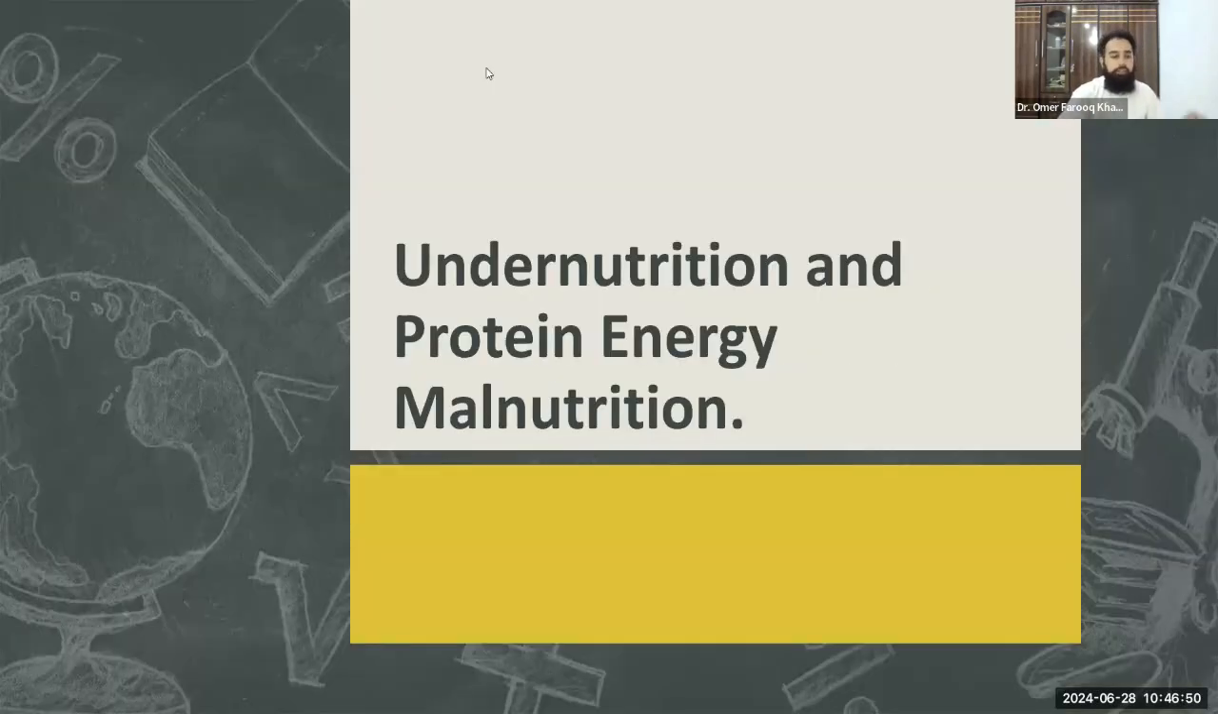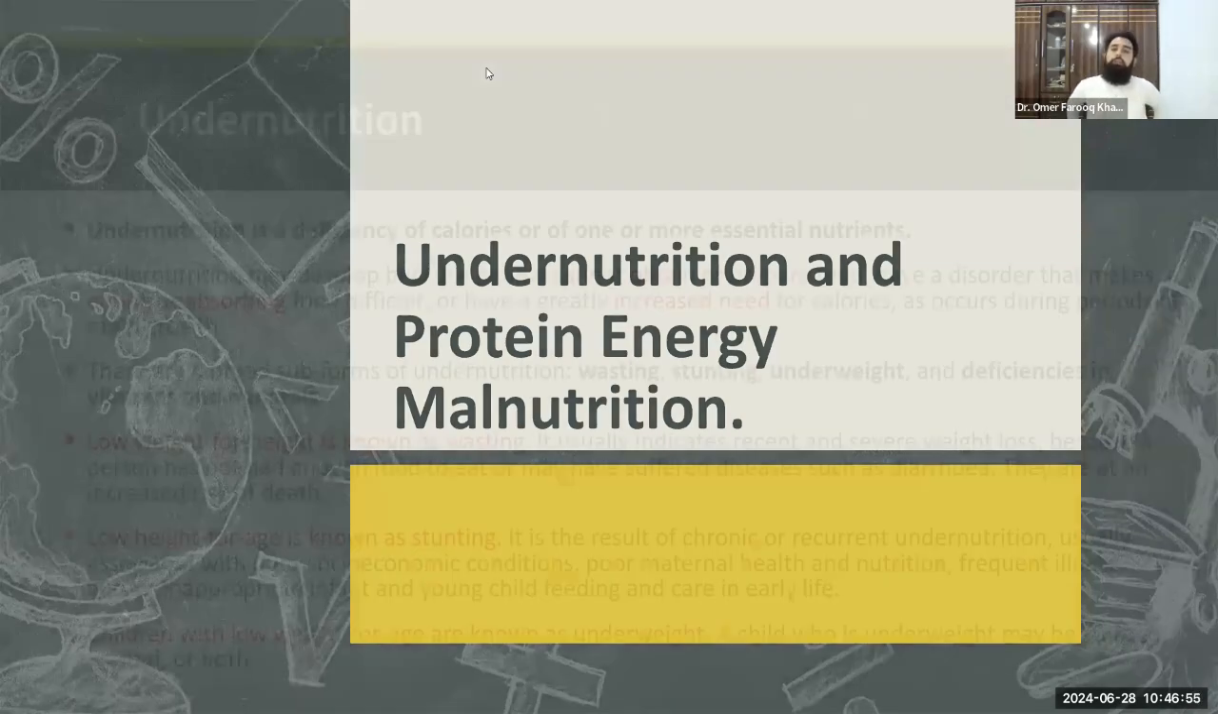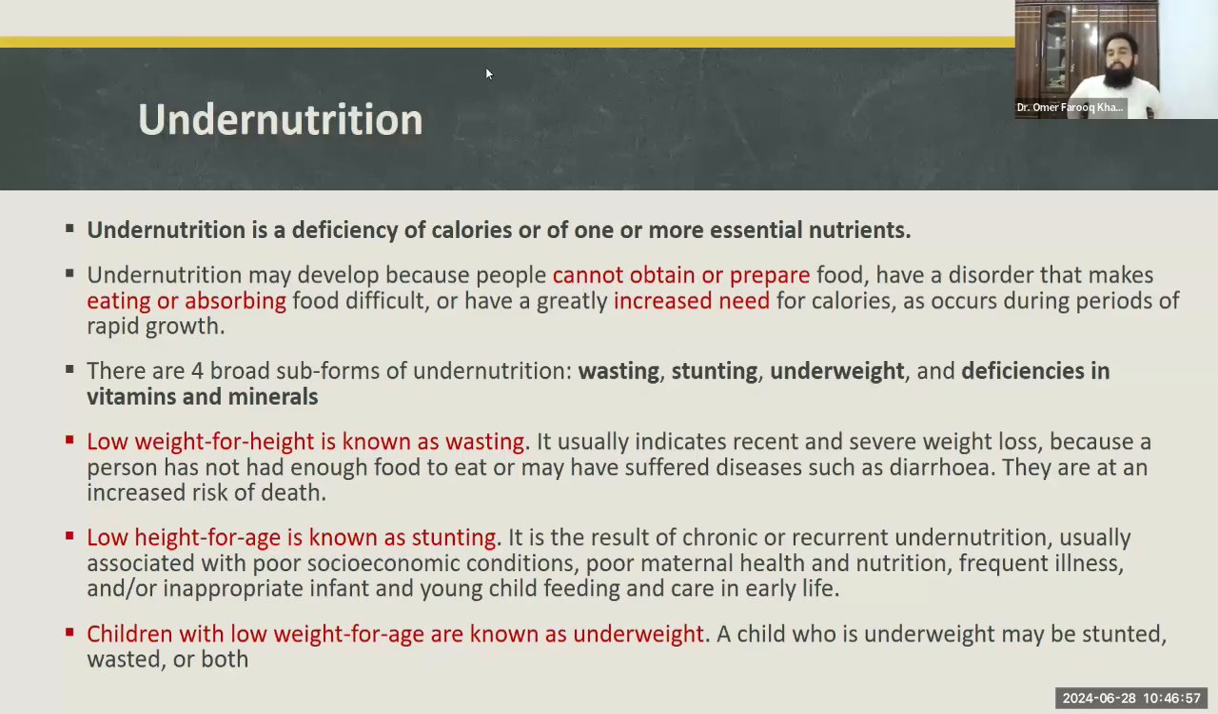So, undernutrition and protein energy malnutrition. We were discussing overnutrition, now we are discussing undernutrition. Undernutrition is a deficiency of calories, or a deficiency of one or more essential nutrients. Undernutrition may develop because people cannot obtain or prepare food, or have a disorder that makes eating or absorbing food difficult.